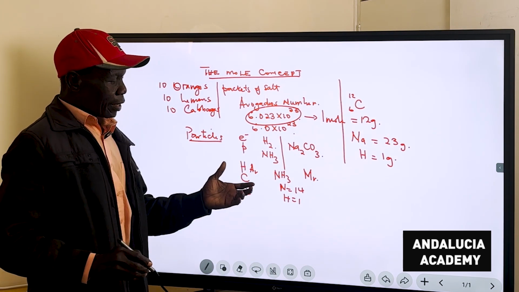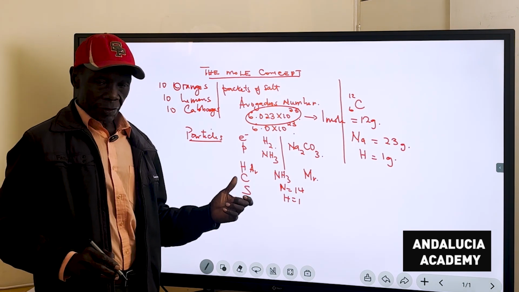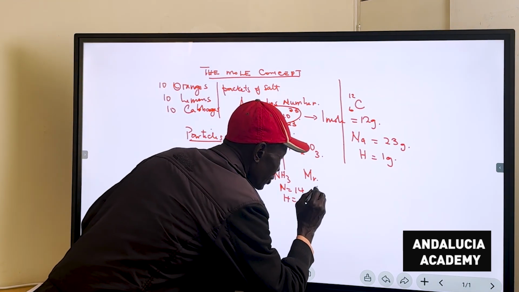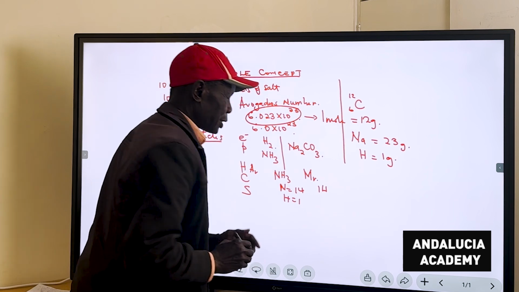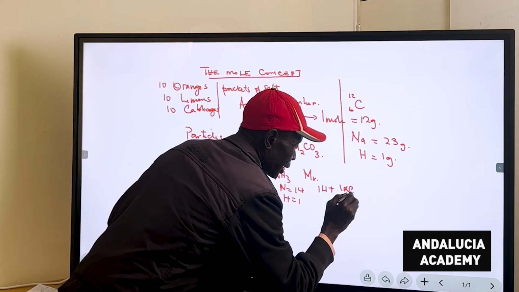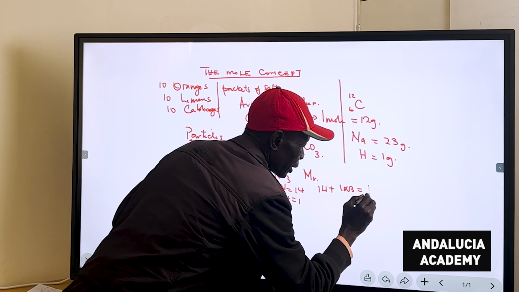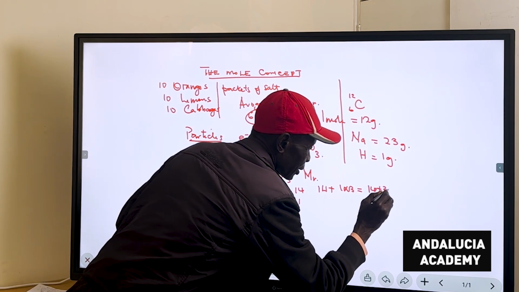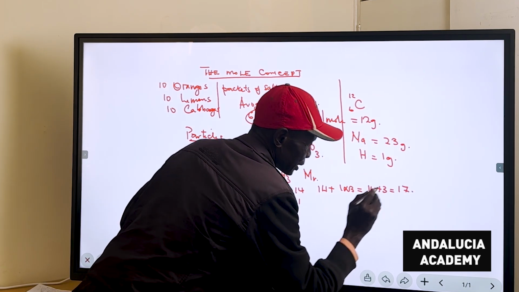So to get the relative molecular mass of ammonia, I need to add 14, which is 1 of nitrogen, plus 1 times 3 for hydrogen, which gives me 14 plus 3, which is 17.